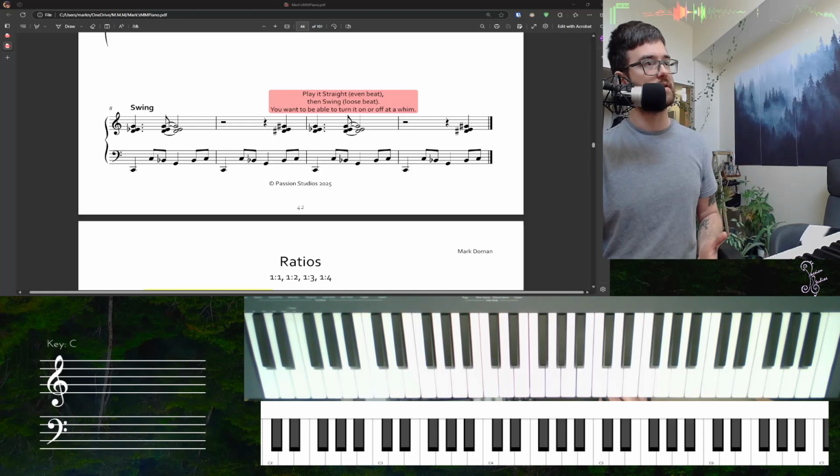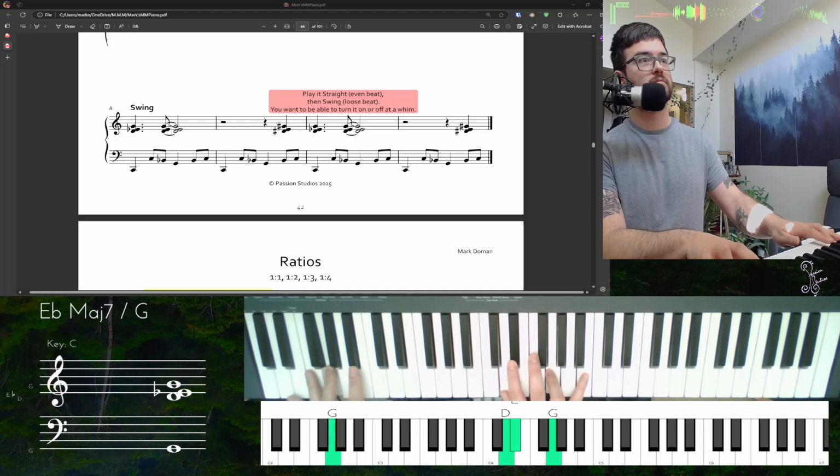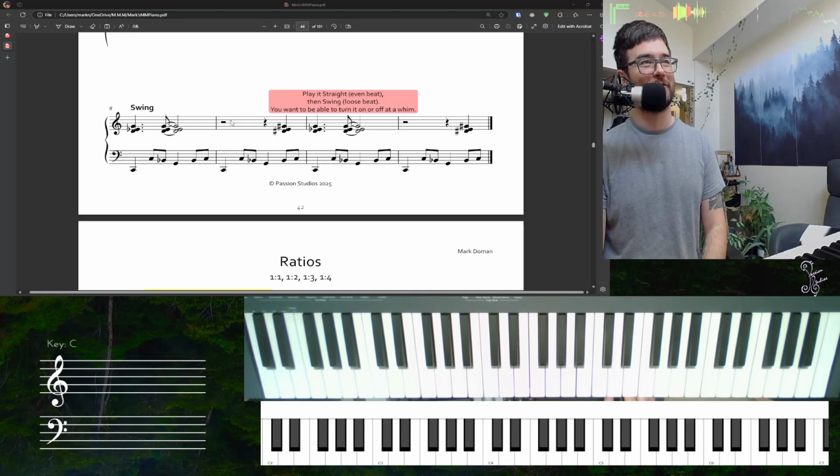So you can see I was messing up too, right? It's kind of hard to lock that one in. For whatever reason, I keep hitting a chord. There's no chord there.